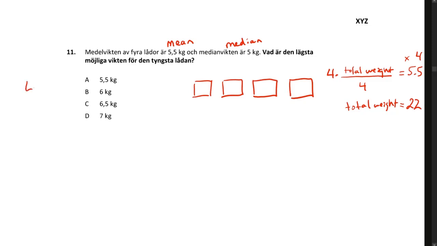I'll show that over here. So you do 4 times 5.5. 4 times 5 is 20. Put 2 here. 4 times 5 is 20 plus 2 is 22. And there's one number after the decimal, so you put the decimal there. So the total weight of all the boxes is 22, right?